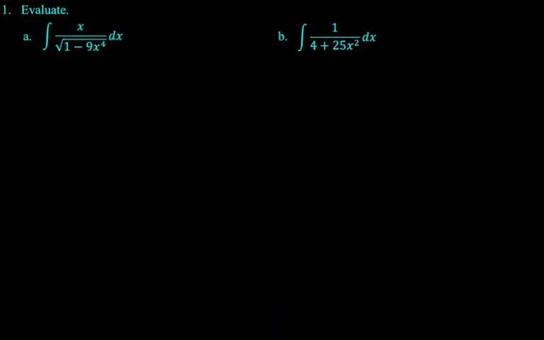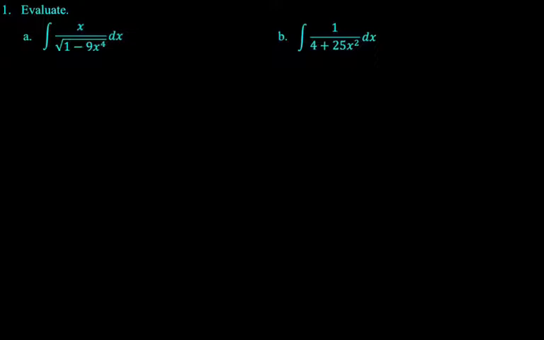Alright, let's do this. Number 1, evaluate the integral of x over the square root of 1 minus 9x to the fourth. Your first thought might be straight up u substitution, let u equal 1 minus 9x to the fourth. But then du would be negative 36x cubed dx, and we don't have x cubed to deal with in the numerator. So that can't be what we're dealing with.